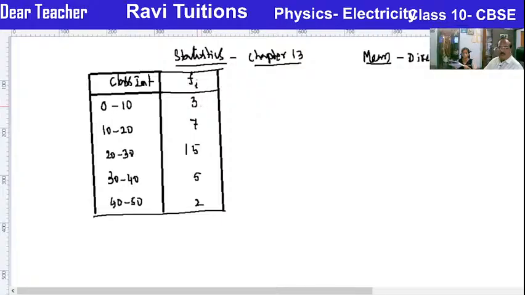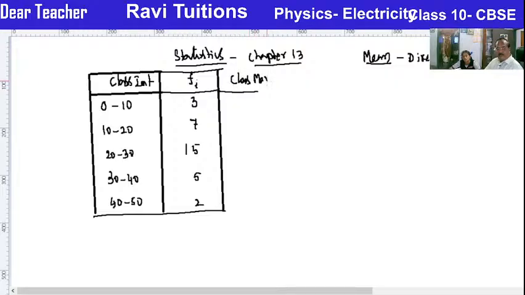So now there are 3 students in this group, and what marks they got, we don't know. It may be 5, 6 or 10, anything. But 3 students got between 0 to 10. So how many marks we got, we don't know. That is why we write class mark.